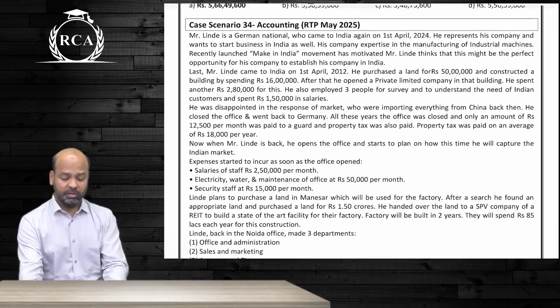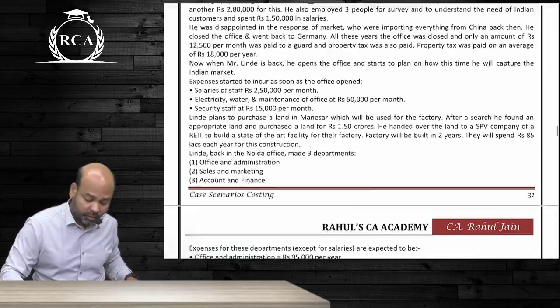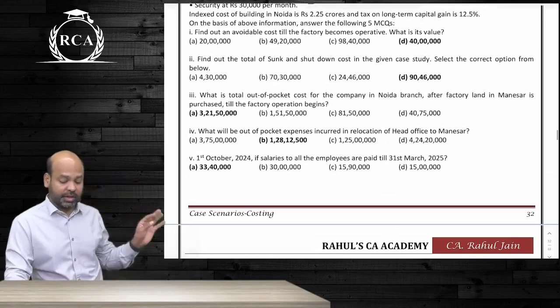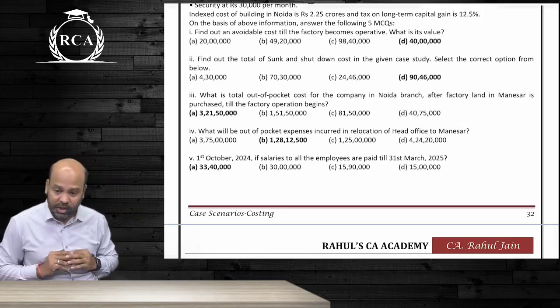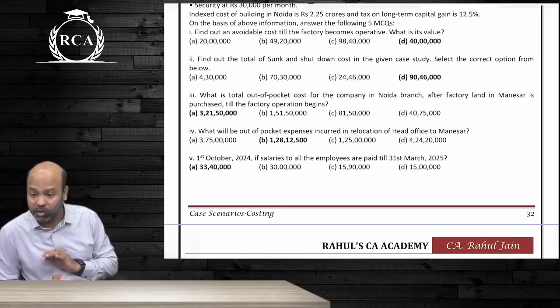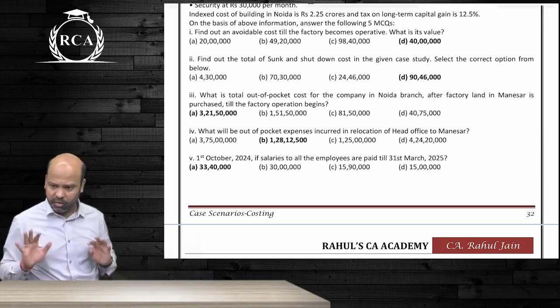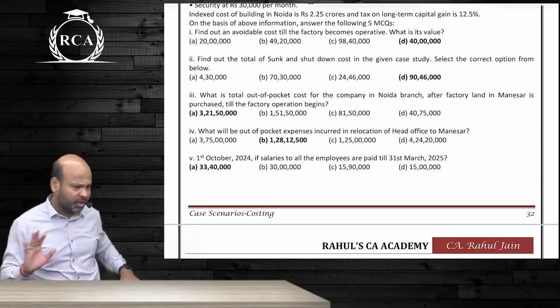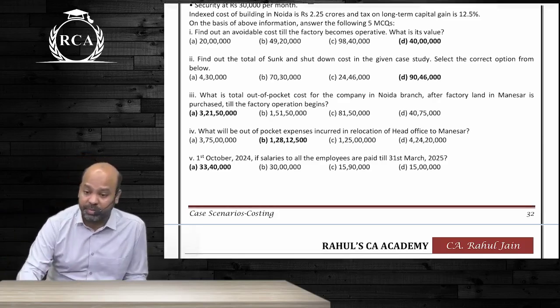Mr. Lind is a German national who came to India again on 1st April 2024. This question, guys, is about classification of expenses. What is shutdown cost? What is sunk cost? What is avoidable cost? वो सब classify करना है. ठीक है? The question is going to be very simple, guys, nothing complicated, but just keep in mind that the question is all about classification of expenses.